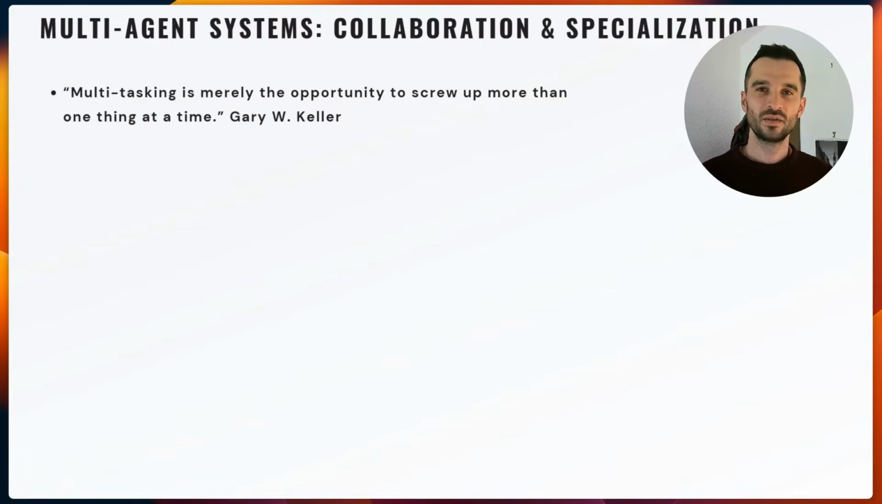Okay, now that we understand individual agents, let's explore what happens when we combine them together, and then we get a multi-agent system. Before we start, let's begin with a nice quote by Gary Keller: Multitasking is merely the opportunity to screw up more than one thing at a time. And this insight applies perfectly to AI agents. So the idea is, rather than having one complex agent that tries to do everything, we break it down into specialized agents that work together.